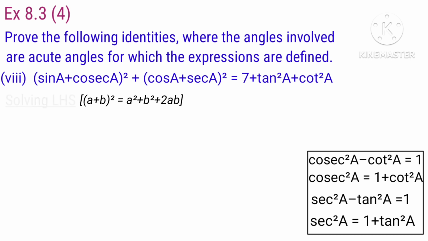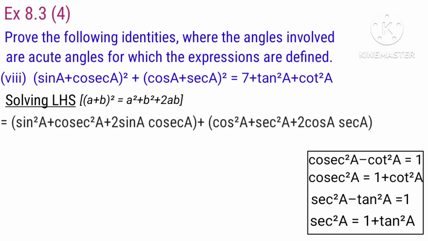So now solving LHS in the formula (a plus b) whole square, that is a square plus b square plus 2ab. That is sin square a plus cosecant square a plus 2 sin a cosecant a plus cos square a plus secant square a plus 2 cos a secant a.